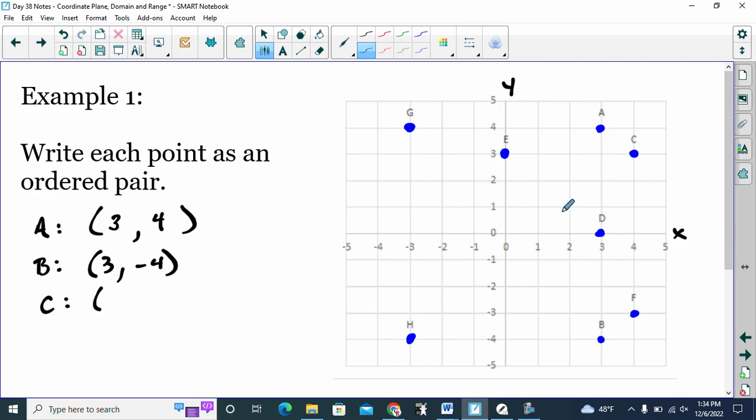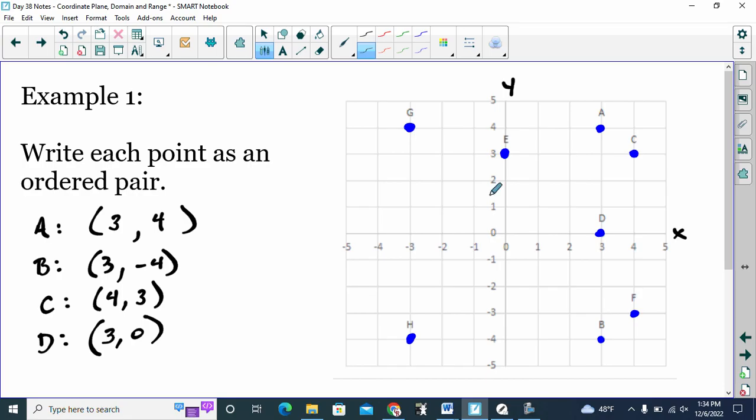C. C is over here. X value is 4. Y value is 3. Point D, notice I go over to an x of 3. My x is 3. My y, I don't go up or down at all. That y value is 0. So there's the first 4. I did A, B, C, and D.